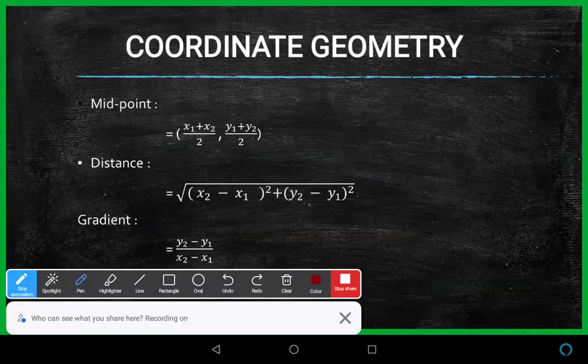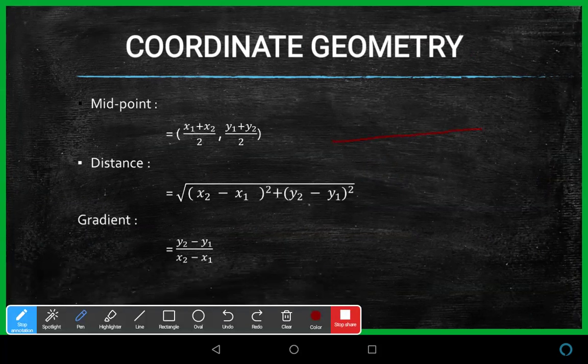For example, we have a straight line and two points are given, for example, 2 comma 5, which is known as a coordinate, and 3 comma 4. We have to find the midpoint of this line. So we use this formula: x1 plus x2 divided by 2 comma y1 plus y2 divided by 2. The first value is x1 and the second is y1, this is x2 and the second is y2. In a graph, we know the first value is the x-axis value and the second is the y-axis value.